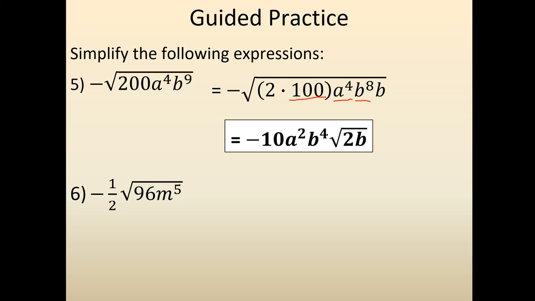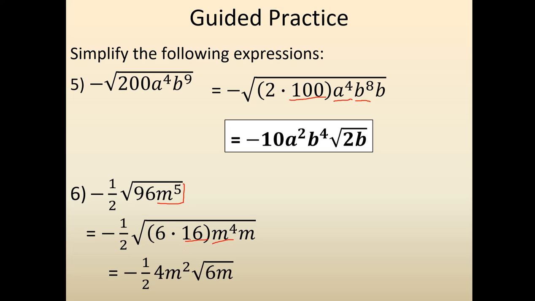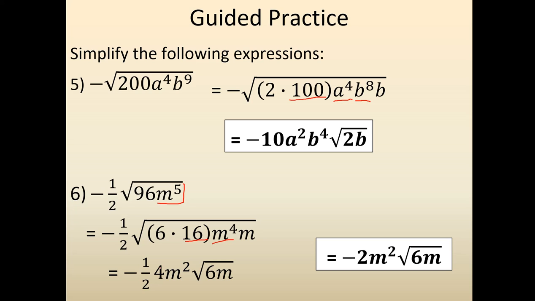For number 6, same thing. I'm going to rewrite 96 as 6 times 16. And then do m to the fourth times m to replace this variable. 16 and m to the fourth are my perfect squares. And the 16 square root is 4. M to the fourth square root is m squared. So I have negative 1/2 times this, 4m squared radical 6m. 4 times a half is 2, so it simplifies to this.